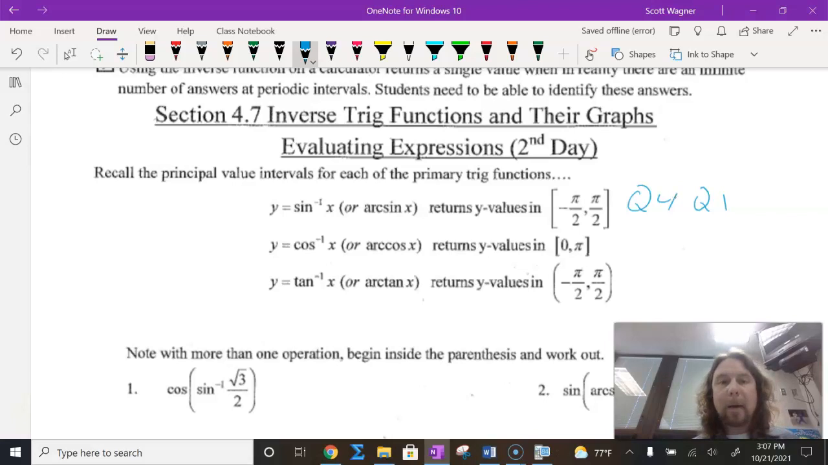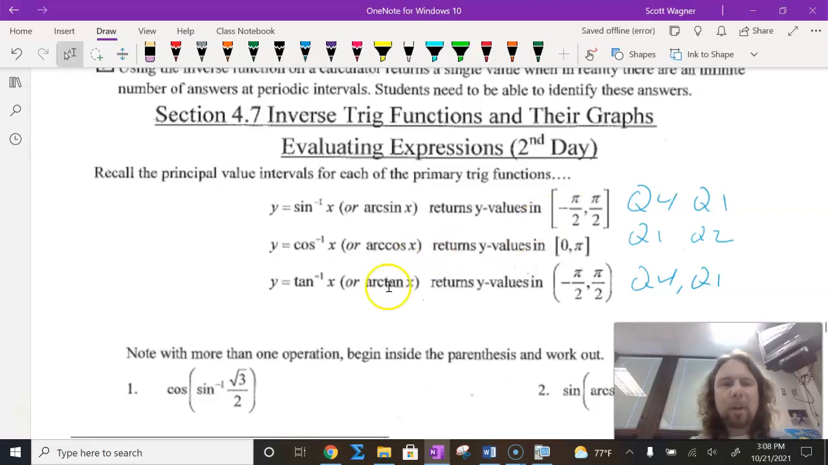For the inverse cosine, you're going to return values between 0 and pi, so it's going to be quadrants 1 and 2. And for the inverse tangent, similar to the inverse sine, you're going to return everything between negative pi over 2 and positive pi over 2, or between negative 90 and positive 90 degrees. That also is quadrant 4 and quadrant 1. So those are the only values that you'll get out, but that doesn't necessarily mean those are the only answers you can have. And remember from the other video, we'll show you how that works.